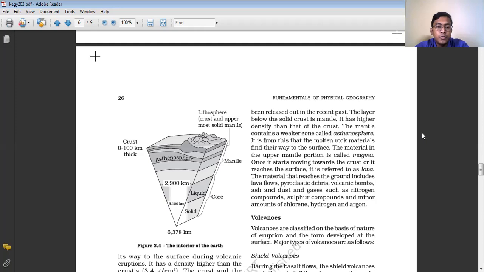The topmost layer of the mantle is known as the asthenosphere, which is basically weak in nature. It is from this asthenosphere only that the molten rock material comes out to the Earth's surface. So how do they come out?